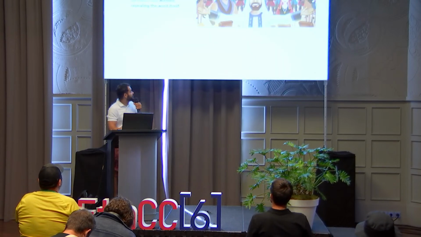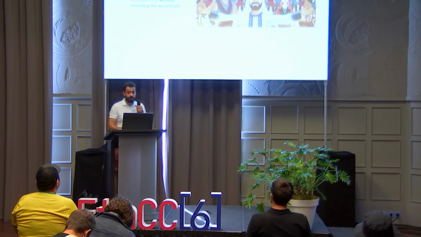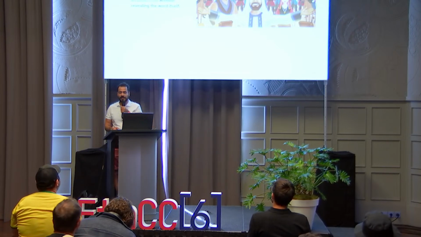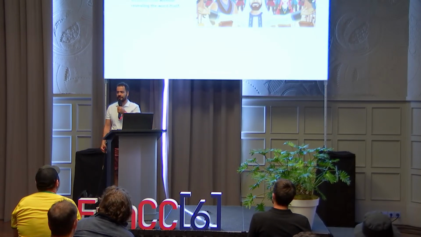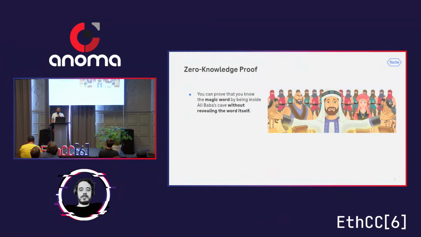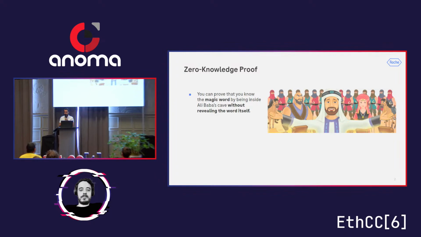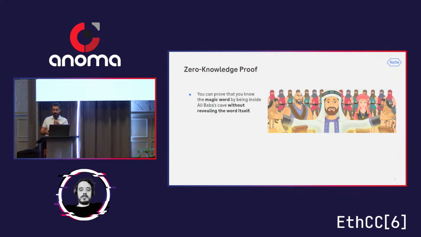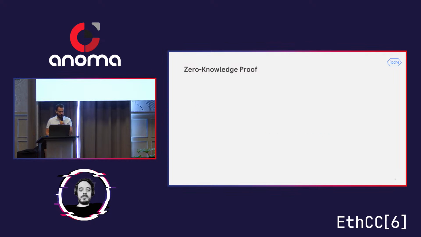So actually, this picture is very relevant. This is Alibaba, because outside of the Middle East, whenever I say my name is Ali, everybody asks me, do you know Alibaba? And I'm like, no, you're the first one who tells me that. But actually, it's relevant today, because zero-knowledge proofs is all about proving you're inside of the cave without saying what the magic word is. So what is zero-knowledge proofs?